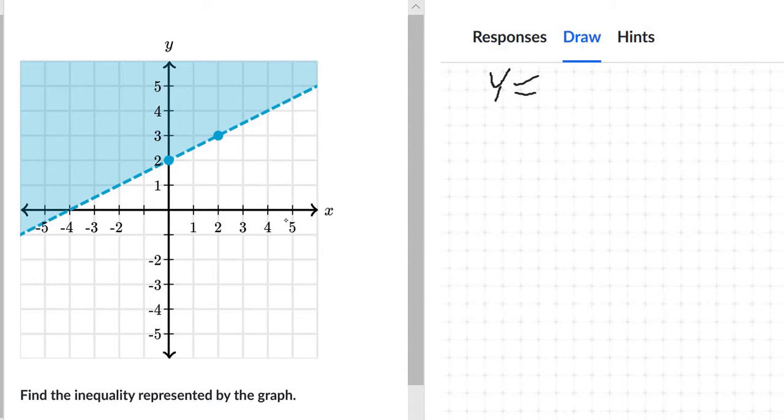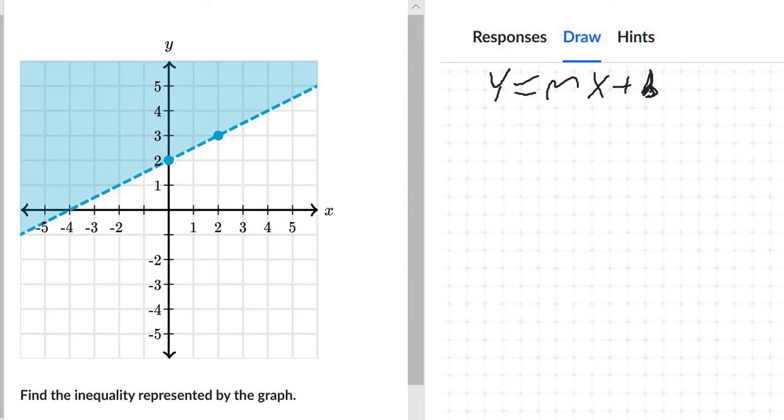We know y equals mx plus b, where m is the slope and b is the y-intercept, meaning where the line reaches the y-axis. So it's similar with inequalities, just instead of equals, there's a greater than or less than, or greater and equals, less than and equals, etc.